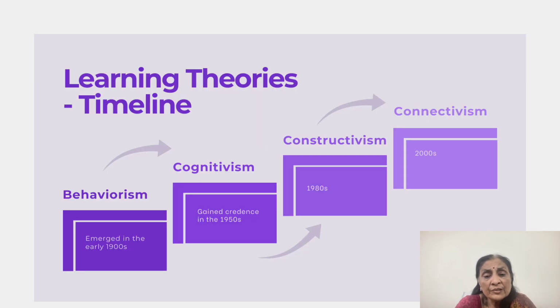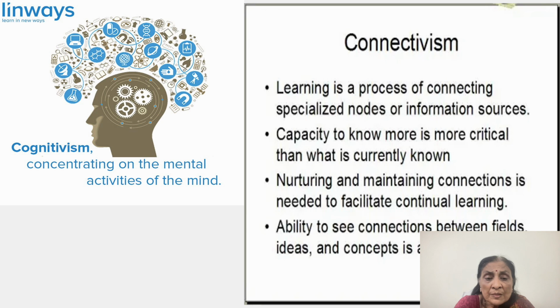Now, among various theories of learning which have been coming from time to time, the behaviorism, the cognitivism, the constructivism, and connectivism, which is the latest one, digital learning is linked to connectivism theory, which says learning is a process of connecting specialized nodes or information sources.